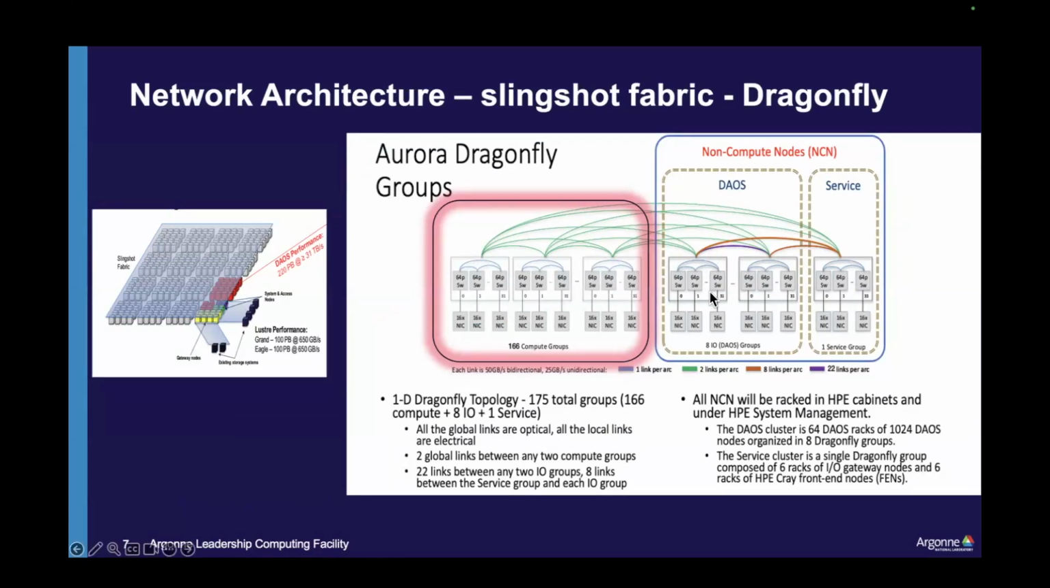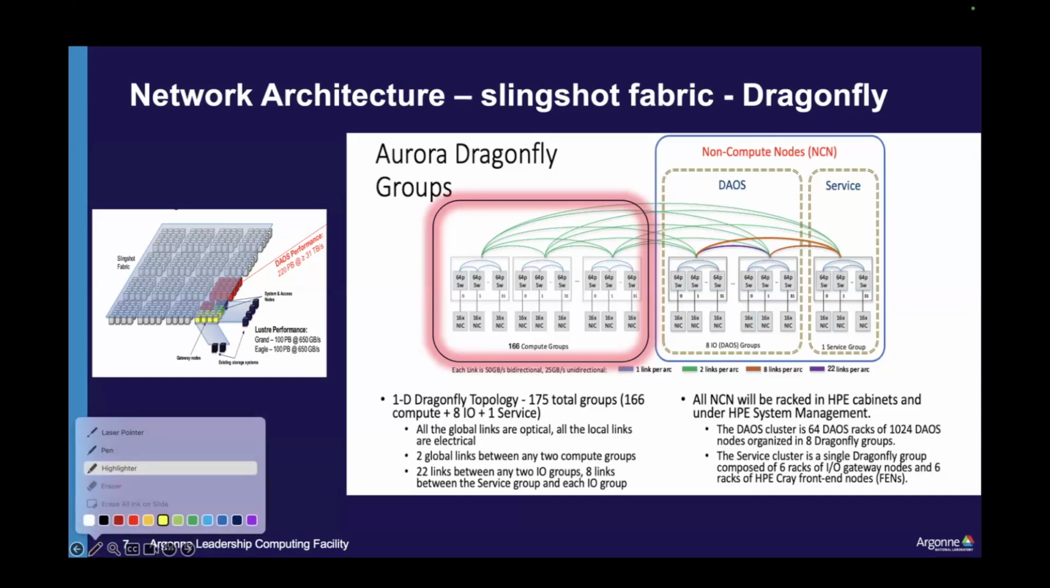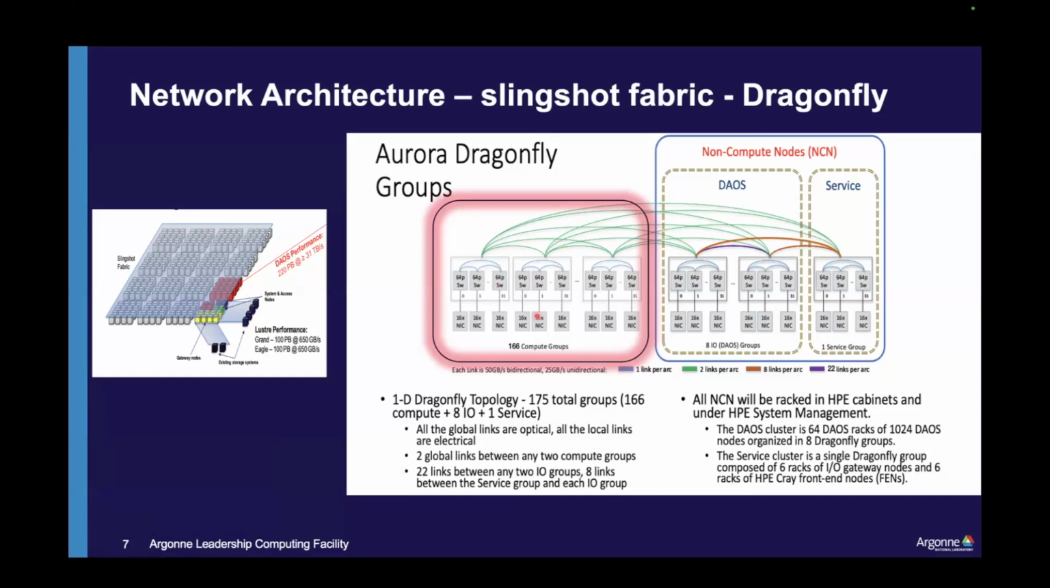And if you look at the Dragonfly group, this part is the compute group. This is where, when you do a qsub for 8 nodes, your nodes are distributed here. And when you're doing IO to DAOS, it needs to talk to the DAOS nodes here.